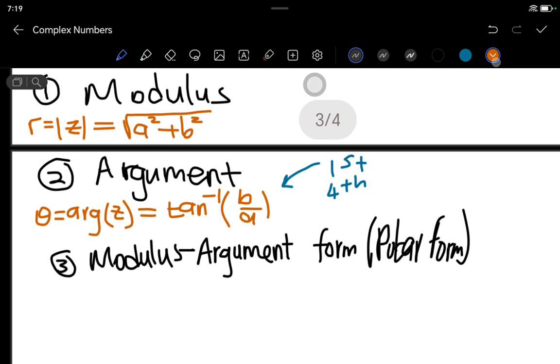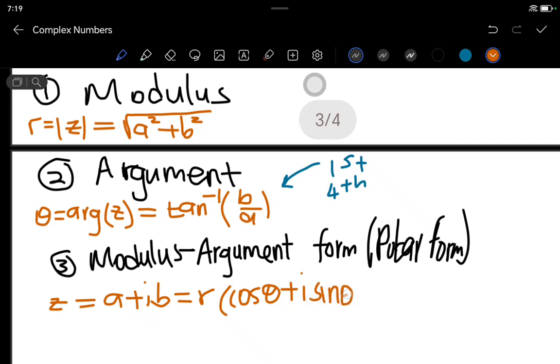Now, when we look at this, we are going to say that the modulus argument form or the polar form is the same thing as having z equals to, we say r, or we say z equals a plus ib is equal to r times cos of theta plus i sine of theta. I'm sure you see this, right? And then this will just be our modulus argument form.